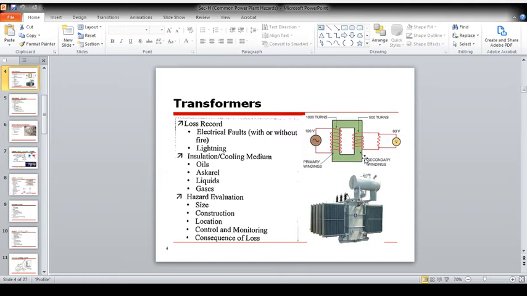Here is a picture of a transformer, how it looks like in real life. The hazards in terms of the transformer that we'll be discussing here: loss record, electrical faults with or without fire, lightning. These are the things that can happen. Whereas insulation or cooling medium, you can have oils, liquid and gases, and then hazard evaluation: size, construction, location, control, and monitoring consequences of loss.